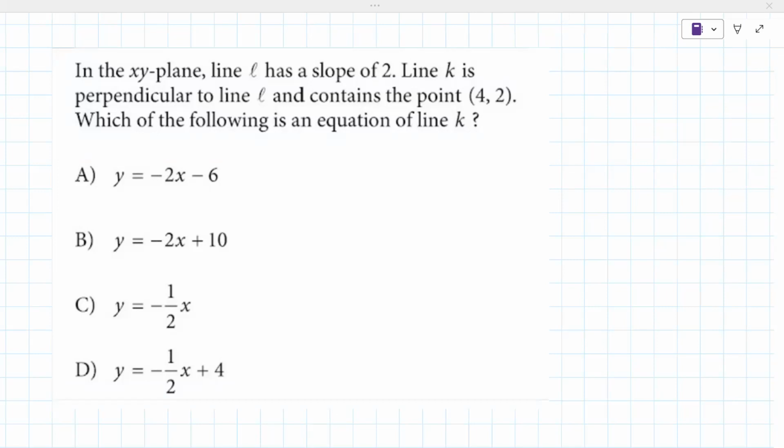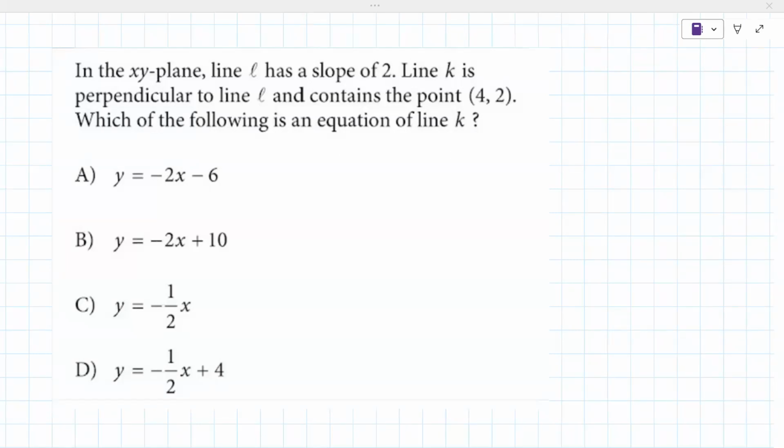Calculator or no calculator question? The calculator, I don't think you need it, but you're welcome to. Because the contains point 4, 2 always throws me off with these questions.